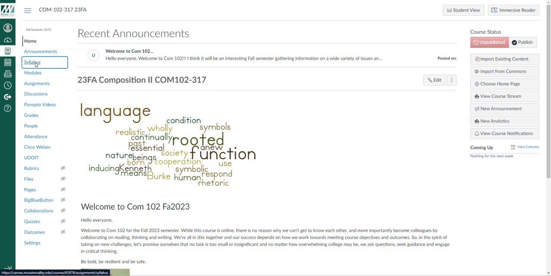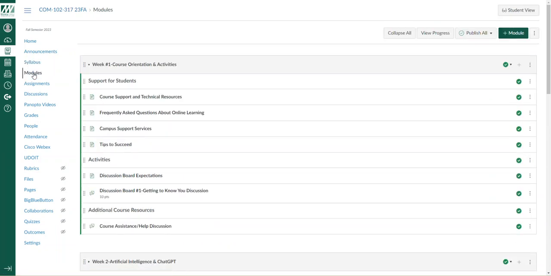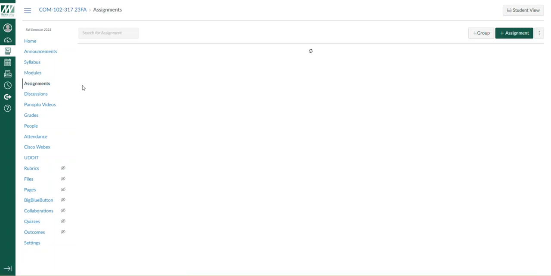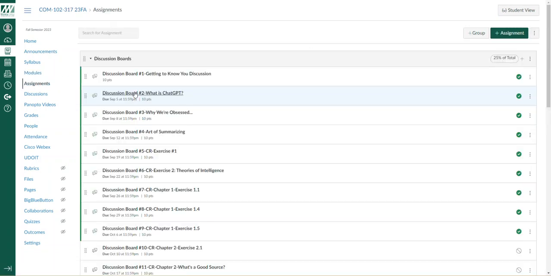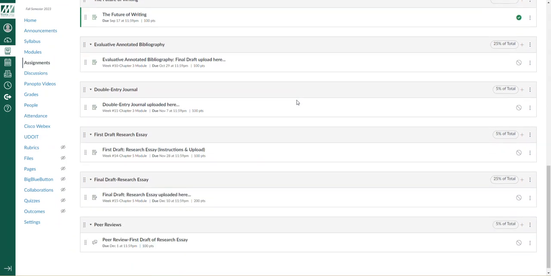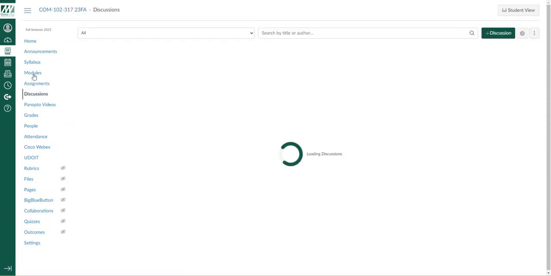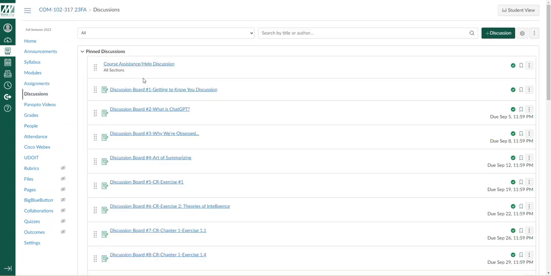So once again, just to emphasize, syllabus is an important read. All the course material, everything that you need is in the modules. If you need to look up any assignments, remember, you should all know that there are the assignments in the assignments tab. Here's all the discussion boards, the assignments here, all right, and the discussion boards themselves, right? So here's the discussion board number 1.